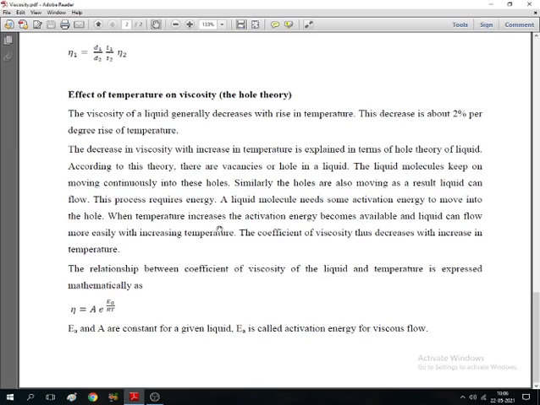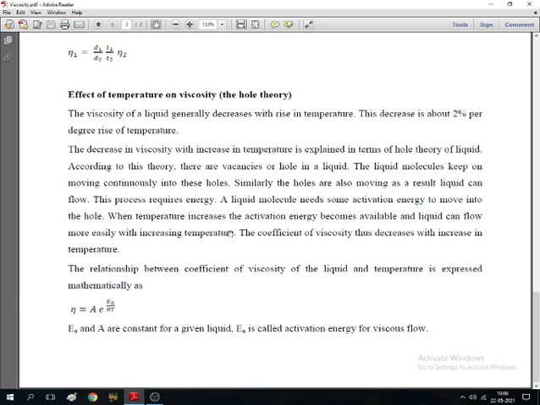Now when temperature increases, the activation energy becomes available. टेम्परेचर वाढले कारण हे करण्यासाठी ॲक्टिवेशन एनर्जी लागते. लिक्विड मॉलिक्युल्सला त्या होलमध्ये जाण्यासाठी एनर्जी लागते, ती असते त्याची ॲक्टिवेशन एनर्जी. When temperature increases, the activation energy becomes available and the liquid flows more easily with increase in temperature.